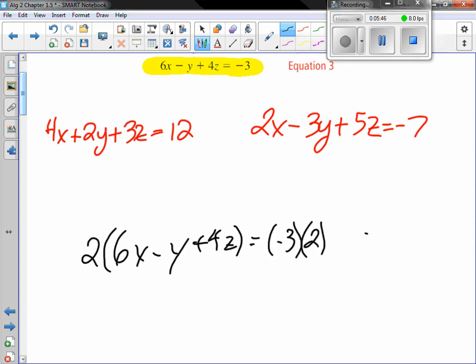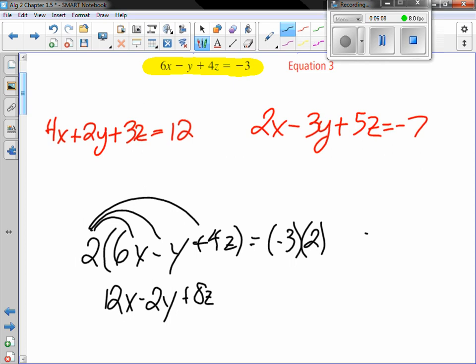We've got to multiply it on both sides, because what we're using is a scalar. We're scaling this entire equation up by 2. Well, 2 times 6x is 12x. 2 times negative y is negative 2y. And 2 times 4z is plus 8z equals negative 6.